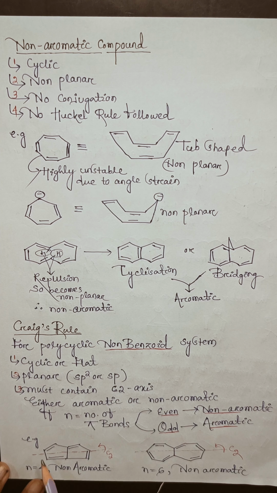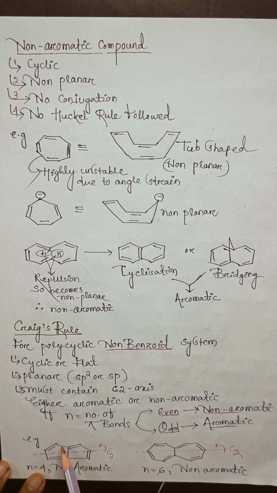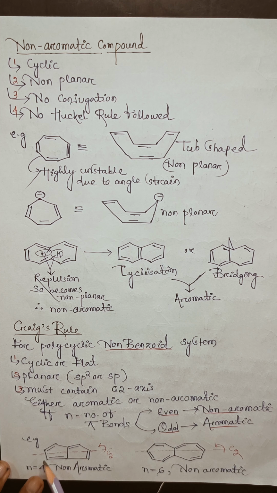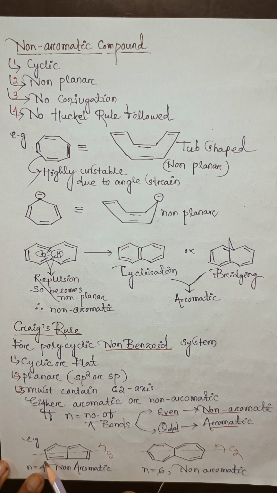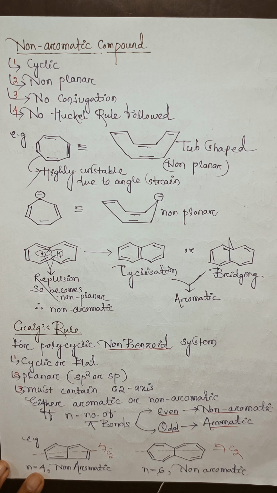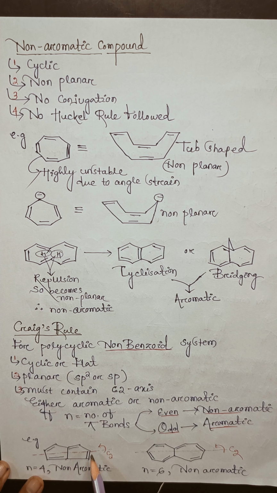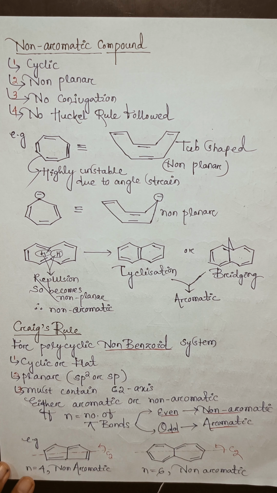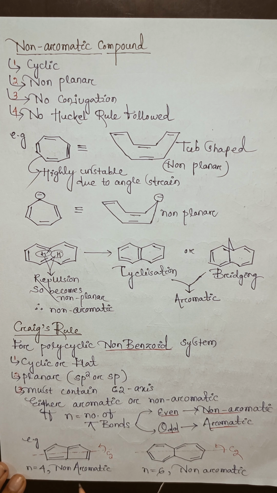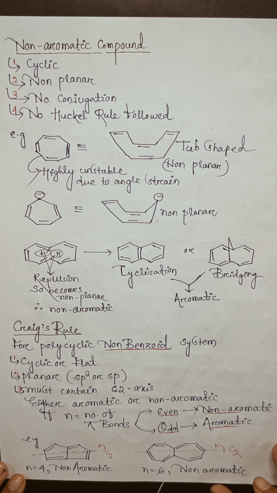Here is the example. Here we check for the C2 axis. It is also non-benzenoid because no benzene rings are there. It is cyclic, planar, that means all atoms here are sp2 hybridized. Then by passing the C2 axis, we get the equivalent structure. So now count the number of pi bonds: 1, 2, 3, 4. Since here are 4 pi bonds, which is even, it is non-aromatic.